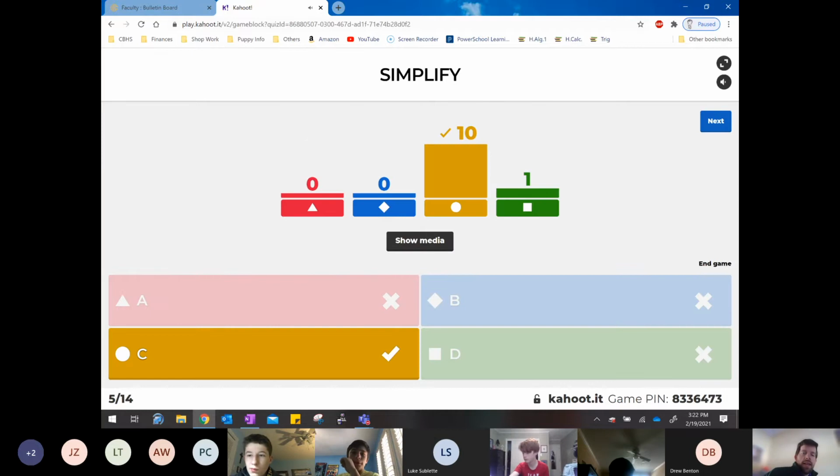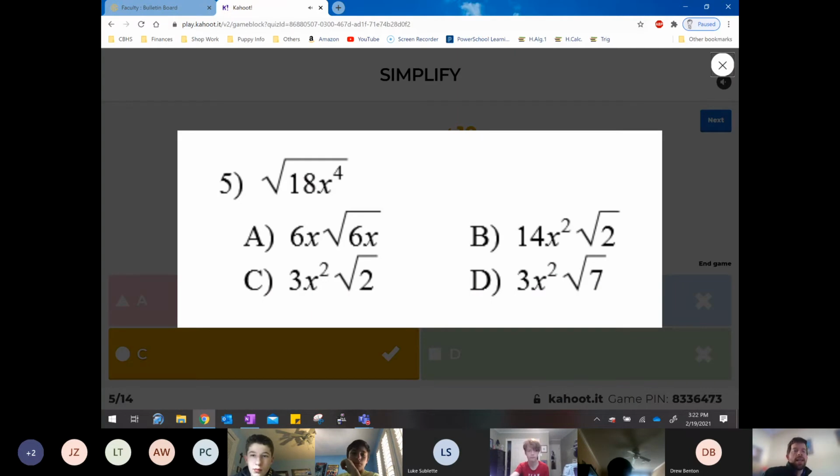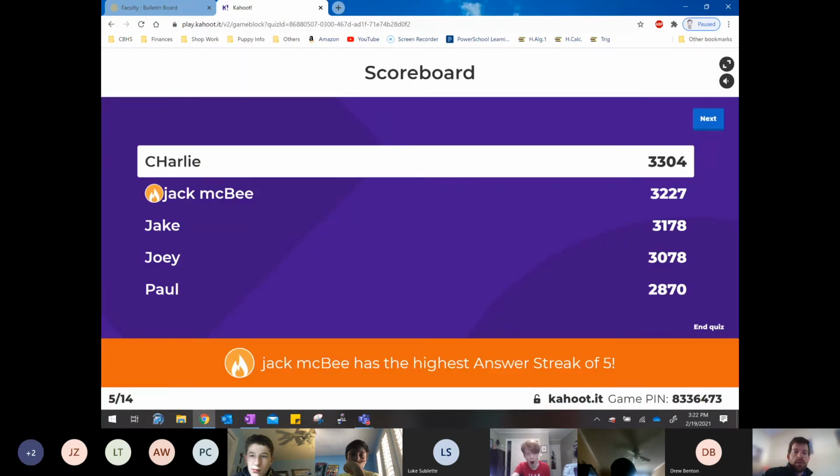Okay, very good. You guys are getting the hang of this pretty nicely. 18's got a 9 in it. Square root of 9 is 3. Leaves a 2 on the inside. Square root of x to the 4th is x squared. So the only thing left inside is 2.